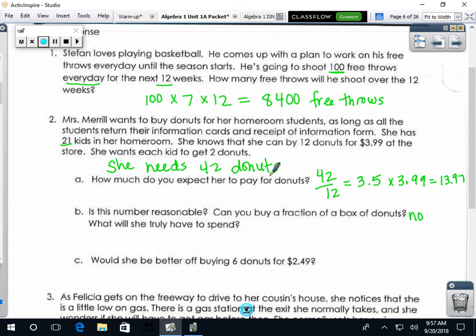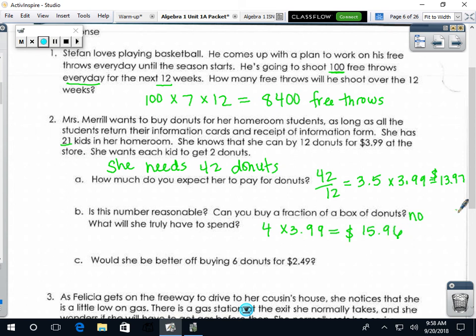How many boxes would she need to buy so that she has at least 42 donuts? 4. If she buys 4 dozen donuts at 12 donuts each, that will give her 48, which means she's going to have some leftovers. And at $3.99 a dozen, how much money would 4 dozen donuts cost her?